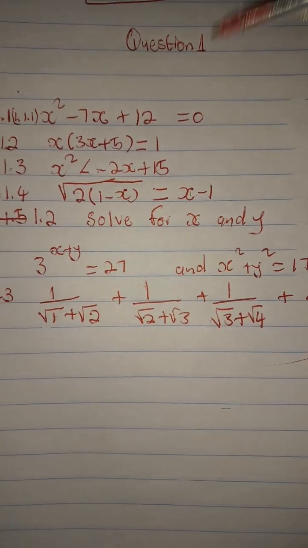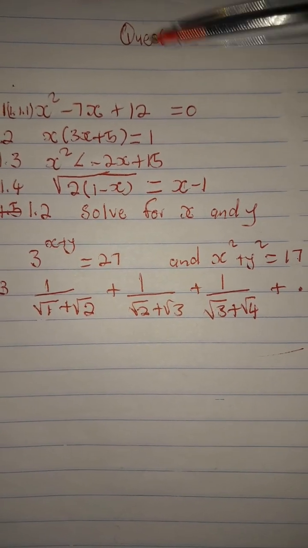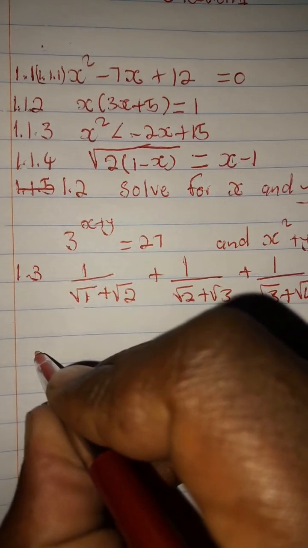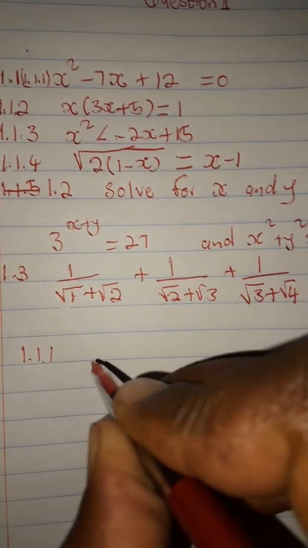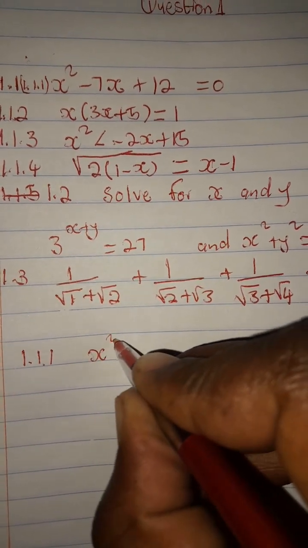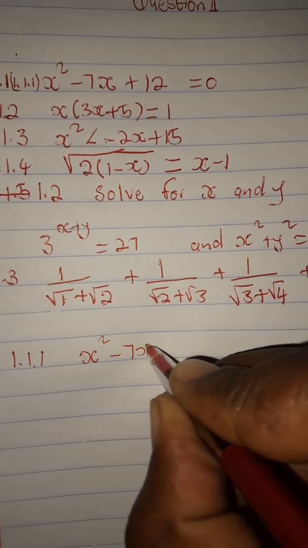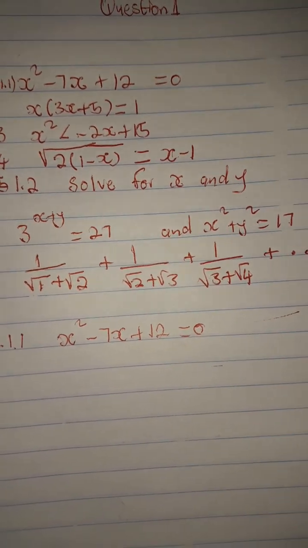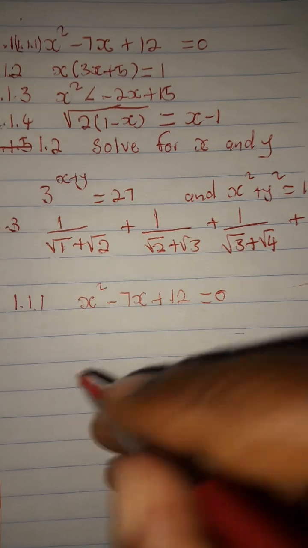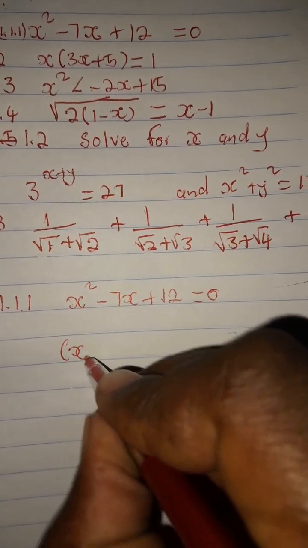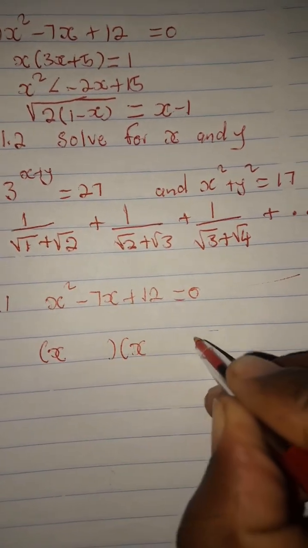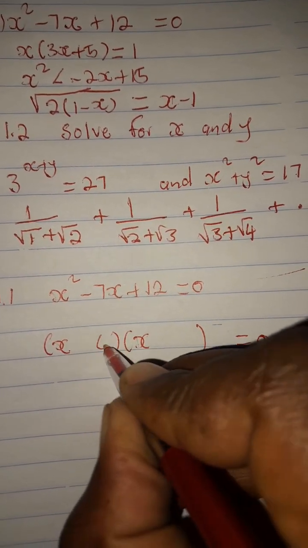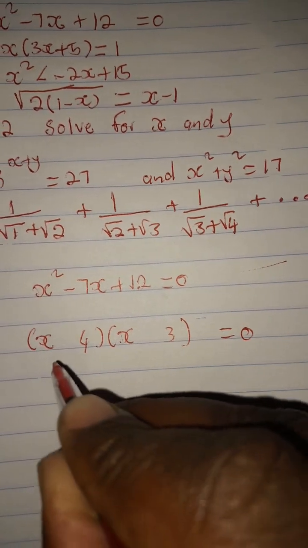Let's start with the question in May-June 2023, at 1.1, it was x squared minus 7x plus 12. Actually, the first question is to factorize. It's easily factorized. So first thing, let's find the factors of x squared. That's x and x. What about the factors of 12? That will be 4 and 3, because 4 times 3 is 12.